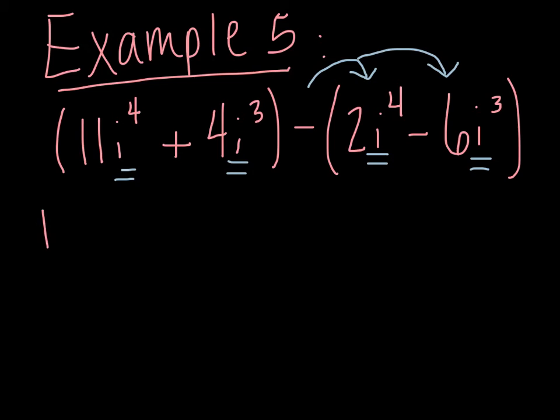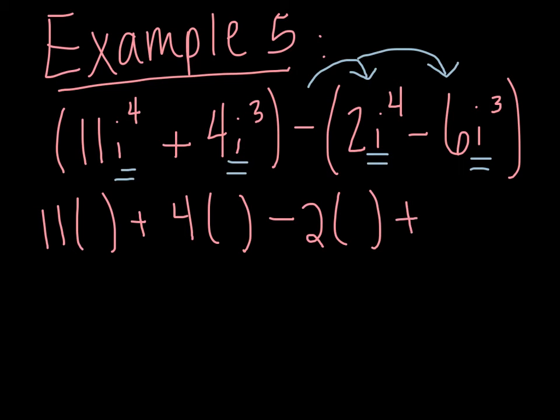Alright, so 11, we'll put some parentheses because we know we'll be substituting something in. 4 parentheses. Now, we do need to make sure we change our signs over here. So it's going to be negative 2 parentheses, positive 6 parentheses. So what did we say our i to the fourth was? And our i to the third? Well, we know our i to the fourth was our last one, so that was a positive 1. Our i to the third is a negative i. So we're going to substitute those two pieces into our problem.